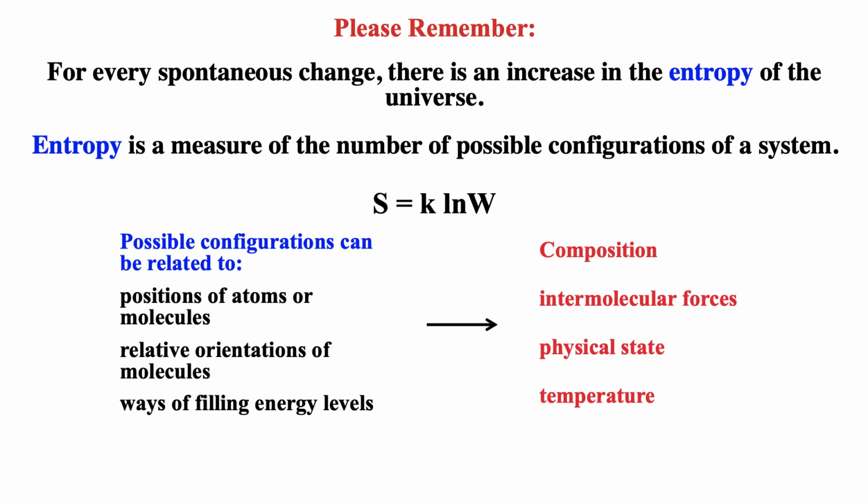And so, again, please remember, entropy is not about disorder. It's about the number of configurations. Thanks to poor Dr. Boltzmann, we know that entropy is equal to k ln W, where k is Boltzmann's constant. ln W is the natural log of the number of configurations. Now, configurations could be in terms of positions, orientations, or ways of filling energy levels. And then we can relate these to composition. More atoms per molecule, more energy states, higher entropy. Weaker intermolecular forces, higher entropy. Gases have higher entropy than liquids, which have higher entropy than solids. Higher temperature always corresponds to higher entropy. I hope that helps.